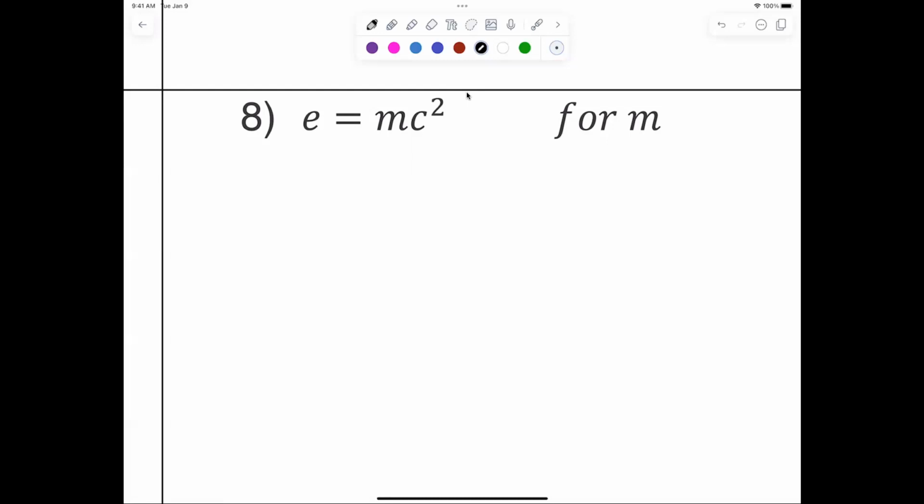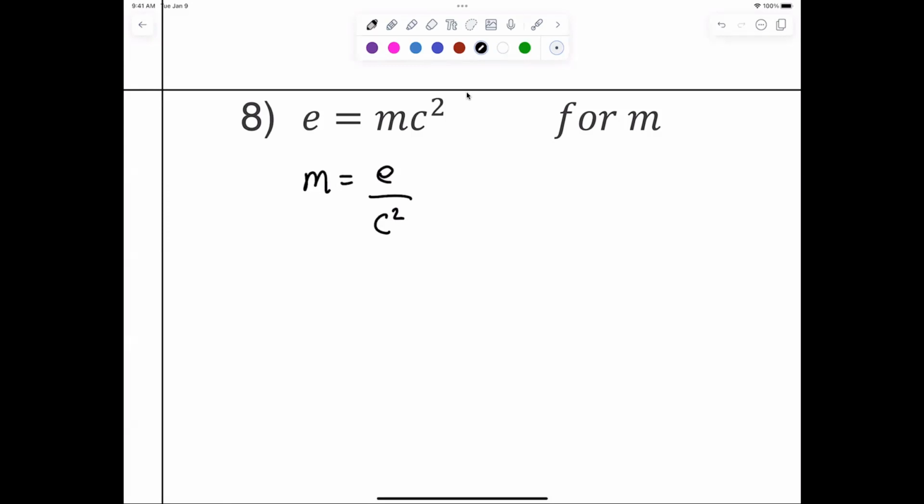So is it M equals E over C squared? Exactly. M equals E divided by C squared. Can it be C squared over E? If you put E over C squared equals M, yeah, that's fine. But traditionally, we just write the variable that we're solving for first.